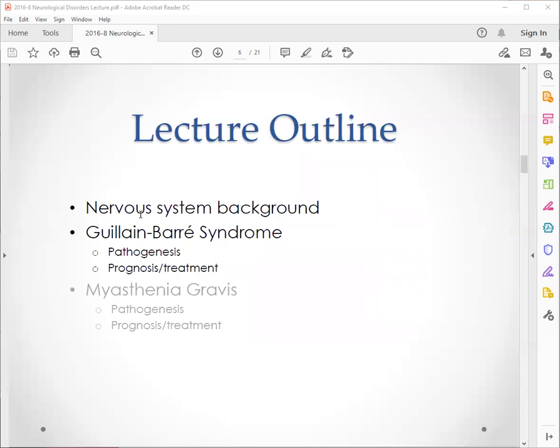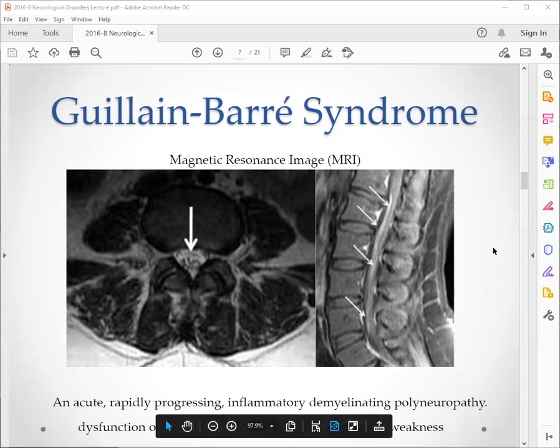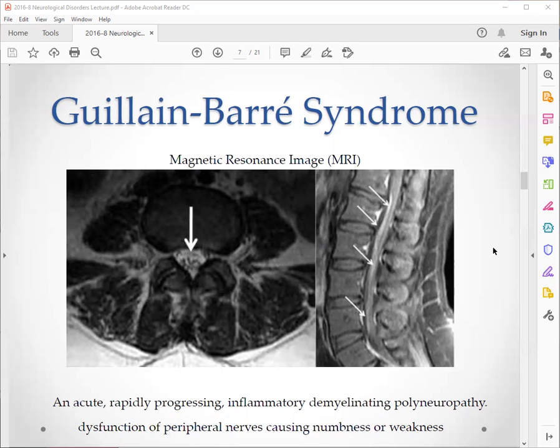So that's just a very brief review of the nervous system. Now we're just going to briefly touch on Guillain-Barré syndrome. Guillain-Barré syndrome is an acute, rapidly progressing inflammatory demyelinating neuropathy. It results in dysfunction of peripheral nerves, causing numbness or weakness.